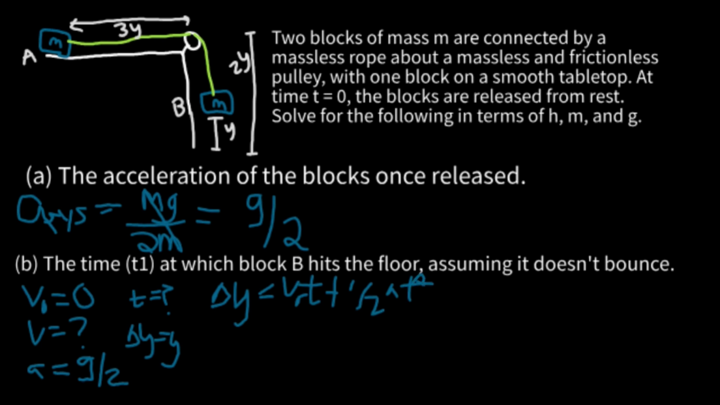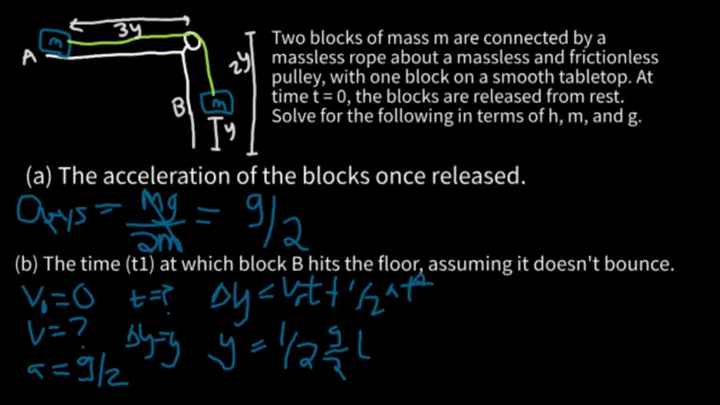Alright, initial velocity is 0, and that's something you should always do on the exam, is write out your equations. So this is 0, or that looks like we're dividing by 0. Anyway, we can say then that y equals 1/2 times g over 2 t squared.